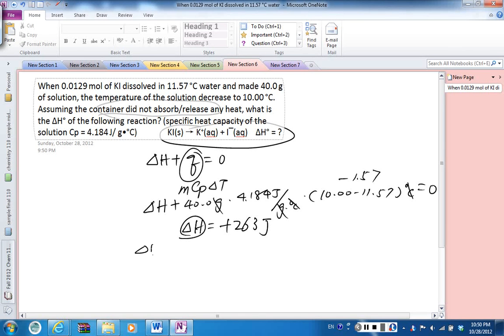But what we need is not delta H. What we need is delta H standard. And the standard delta H, of course, would be for the number of moles indicated in the chemical equation, how much heat is involved. And we have 1 mole of KI dissolved. You didn't dissolve 1 mole of KI in the experiment. So the way that we get our standard delta H would be you use your original delta H in the reaction, which is 263 joules, and this is happening over 0.0129 mole of KI.